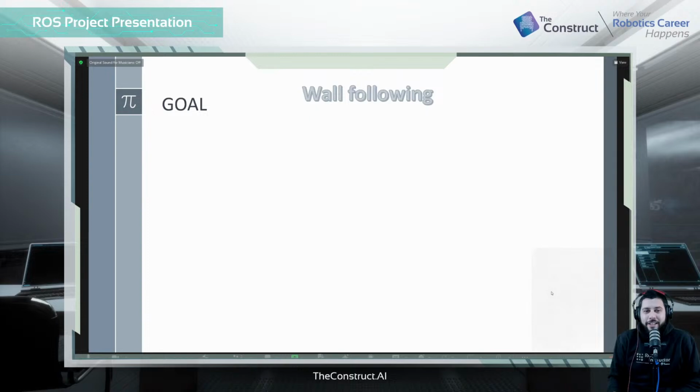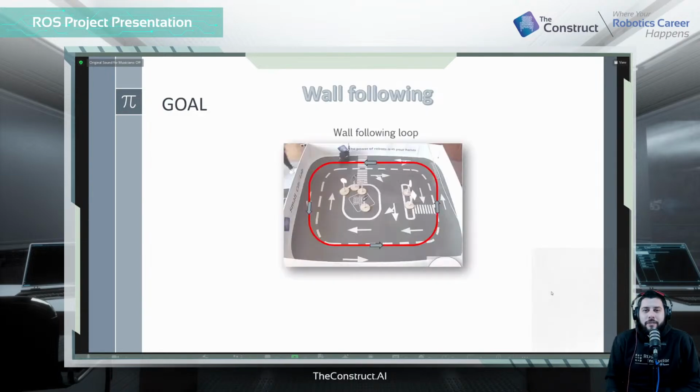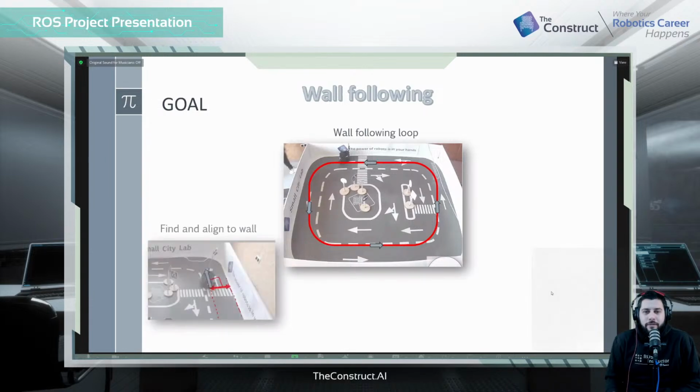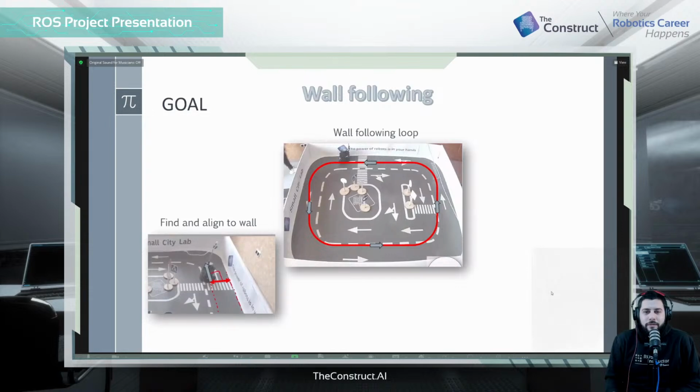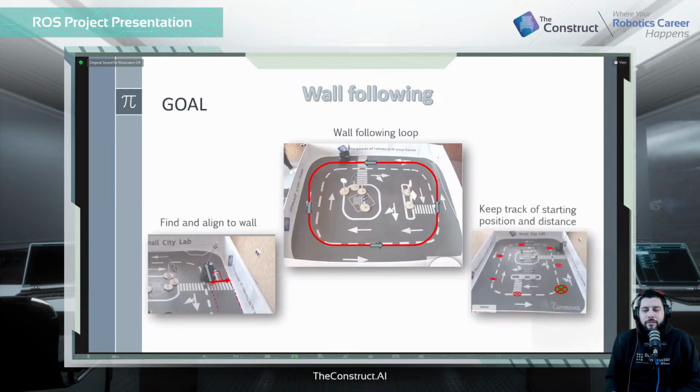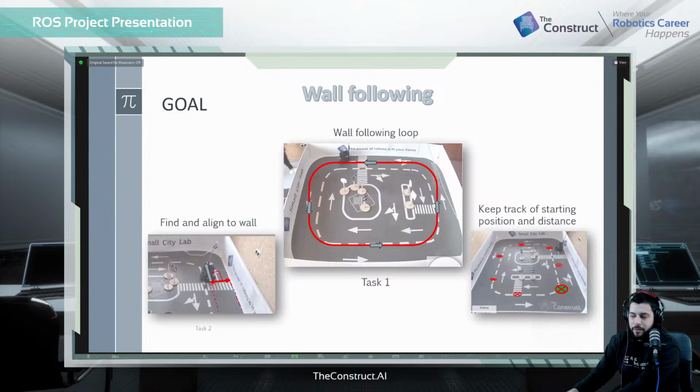So the goal is to achieve a wall following behavior, which consists of the main following loop, just going in this circular motion. Its starting point, which is described by finding and aligning to its perfect position, as we could say, and some kind of end goal. So keeping track of where it started and stopping at that point. In that order, we have task 1, task 2, and task 3.